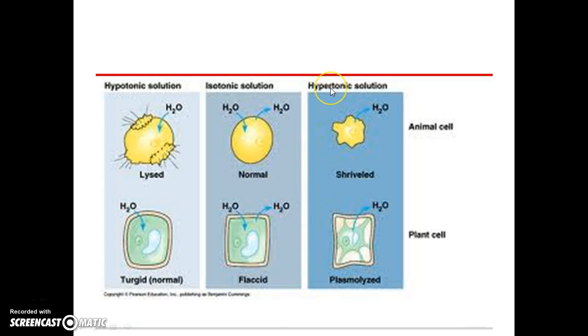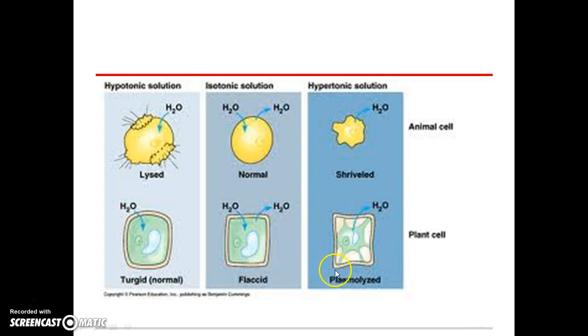Hypertonic, with an ER, not an O. Hypertonic is when the cell will shrink. Why does it shrink? Because water's leaving. So it goes from a higher concentration to a lower concentration of water. So water exits the cell and the cell shrinks as a result.